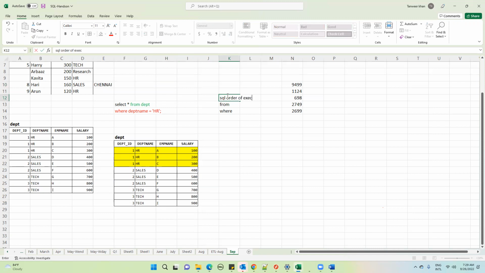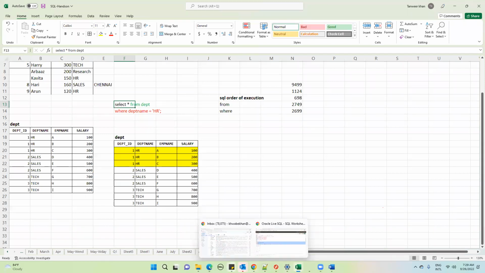I think last week I posted this on my LinkedIn page as well. So in SQL order of execution, first of all, the FROM keyword will be executed. And in the FROM keyword, you have mentioned FROM department. So it means the SQL engine will search for the department table in the database. Why will it search? Because in a database, you can have 500, 1000 tables. So it has to search.